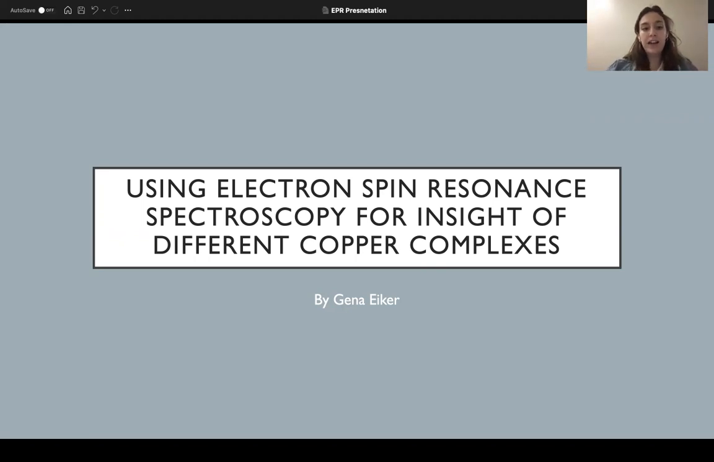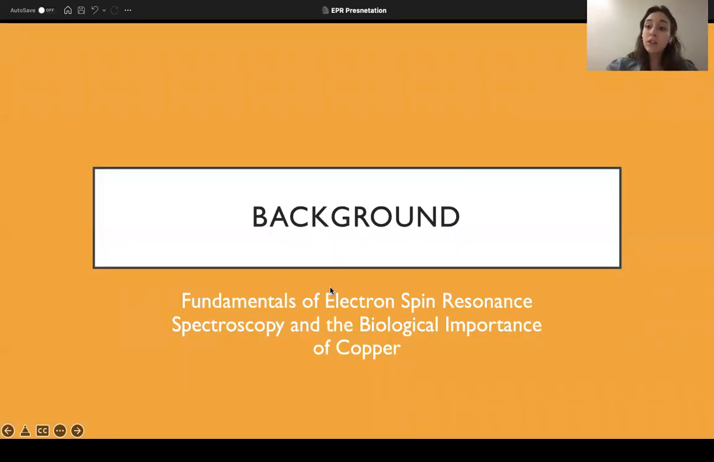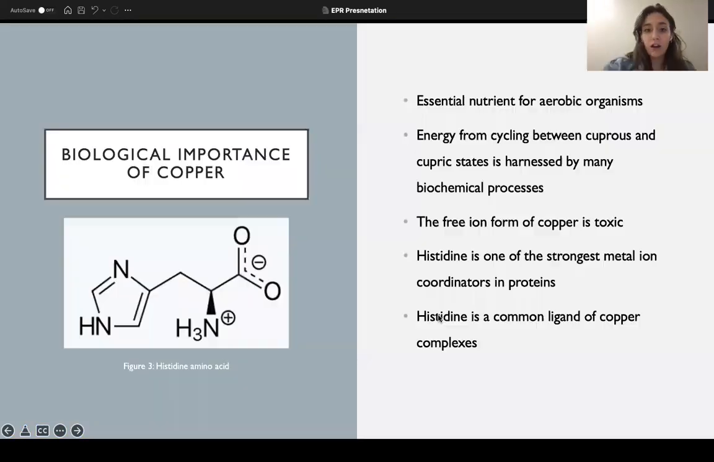Hello, everyone. Today I will be talking to you about using electron spin resonance spectroscopy for insight into different copper complexes. First, I'll start off with some background, starting with the biological importance of copper.